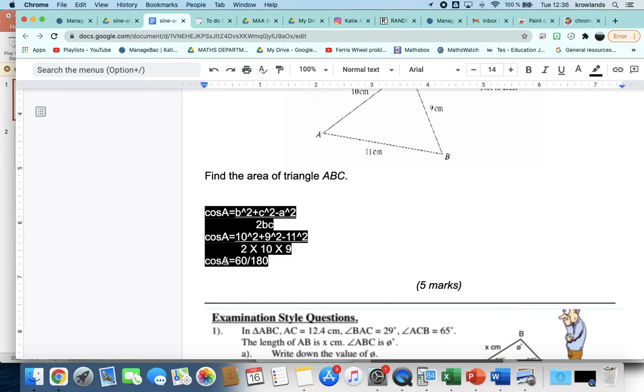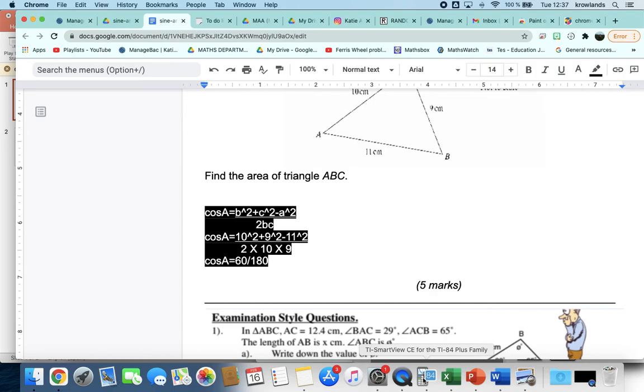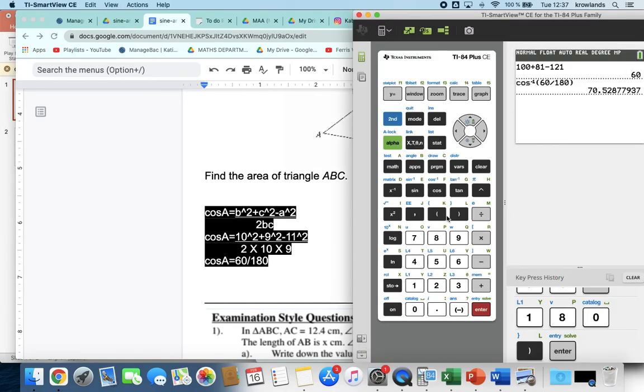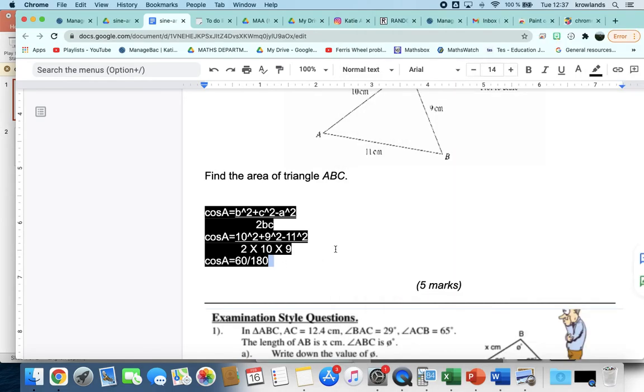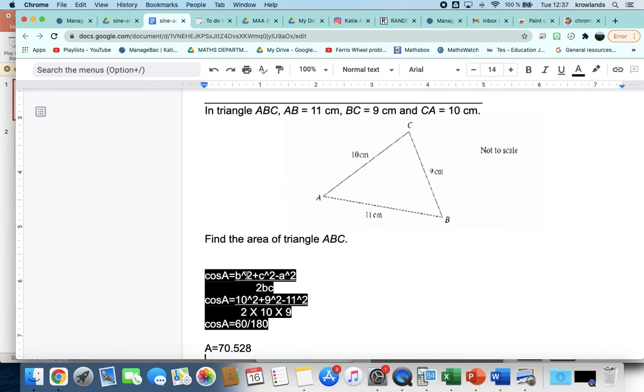So to find A itself you need to find the inverse of cos, so you're going to do second cos to the minus 1 of 60 divided by 180, enter. This is our angle, so our angle is going to be 70.528. Now, because this is not the end of our problem, I'd like to keep our angle to a few decimal places. Now, we can apply it to the formula.